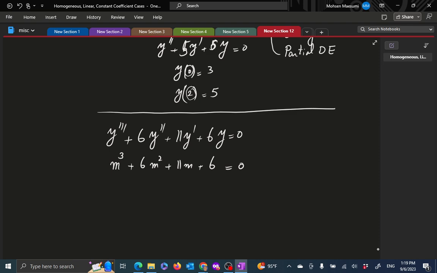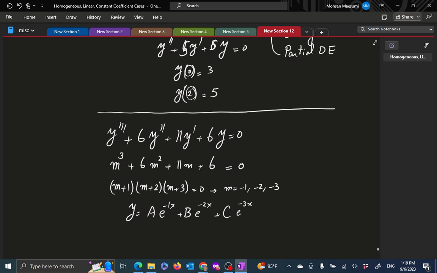How do you solve a cubic equation? In this case, this happens to be easy in that you can factor it one of a number of ways. You must have seen the rational root theorem and so on, and then you get your roots. Just as before, now your solution is going to be a exponential of minus 1x plus b exponential of minus 2x plus c exponential of minus 3x, and so on.